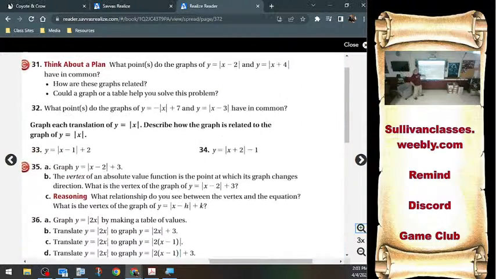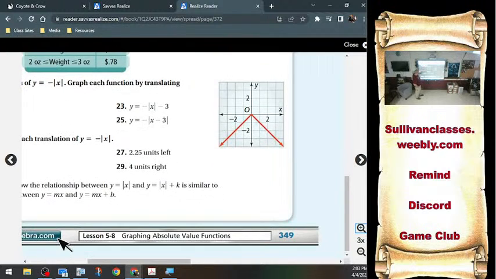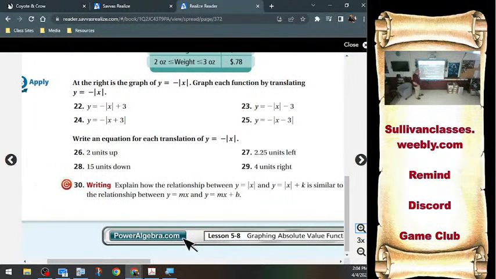28. Are you up here? Nope. 28. Okay. So they gave us a parent graph of absolute value of x, but there's a negative in front of it. That just means there's going to be a negative in front of yours too. That's it.